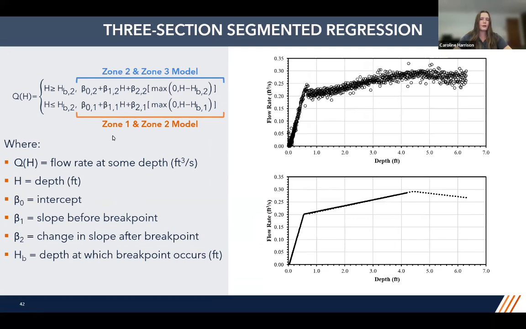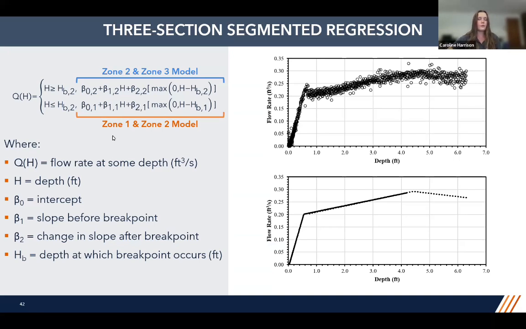For our 3-section segmented regression model, this was used if a plot indicated 3 approximate sections. And so what we did here was we actually did 2-section models that were overlaid to create that 3-section model. So we have our zone 1 and zone 2 that I've explained, and then we also have a zone 3, which is that last little arm hanging down at those greatest depths here.